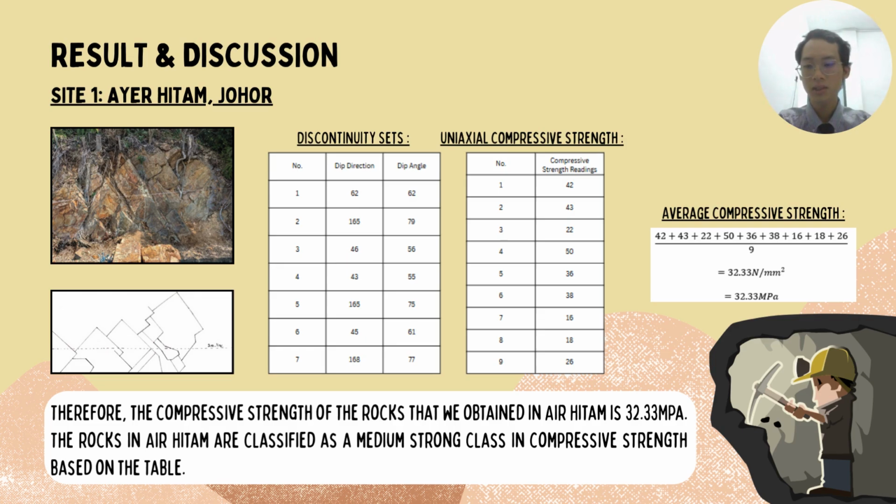By using the Schmidt rebound hammer test, we can get the uniaxial compressive strength, and this is the table that we get. The average compressive strength is 32.33 MPa. Therefore, the rock in Ayer Hitam is classified as medium strong class in compressive strength, based on the table that Zikwan has already shown.